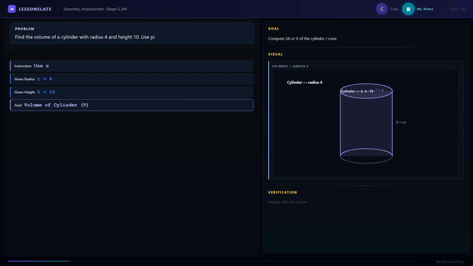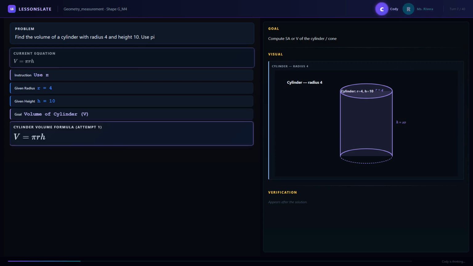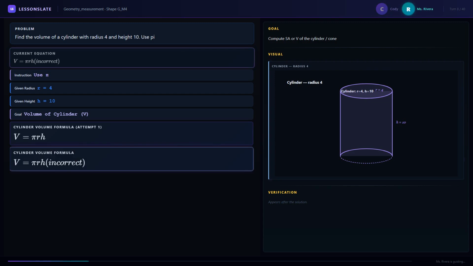You're absolutely right, Cody. To find the volume of a cylinder, we definitely need the correct formula. Can you recall what that formula is? I think the formula for the volume of a cylinder is pi times the radius times the height. So V equals pi times r times h, right? That's a great start, Cody. You're very close. The volume of a cylinder does involve pi, the radius, and the height. However, there's a small detail in how the radius is used in the formula.